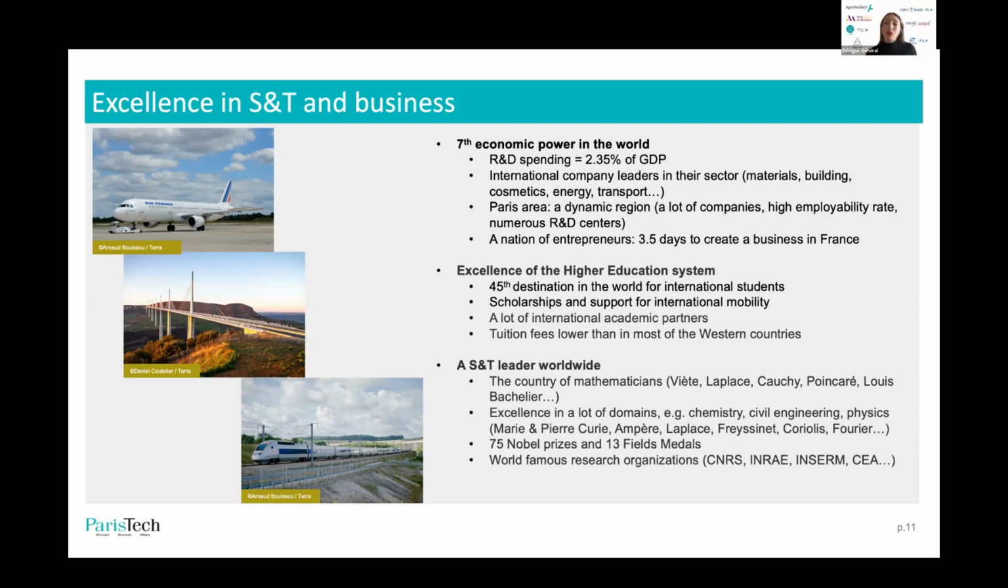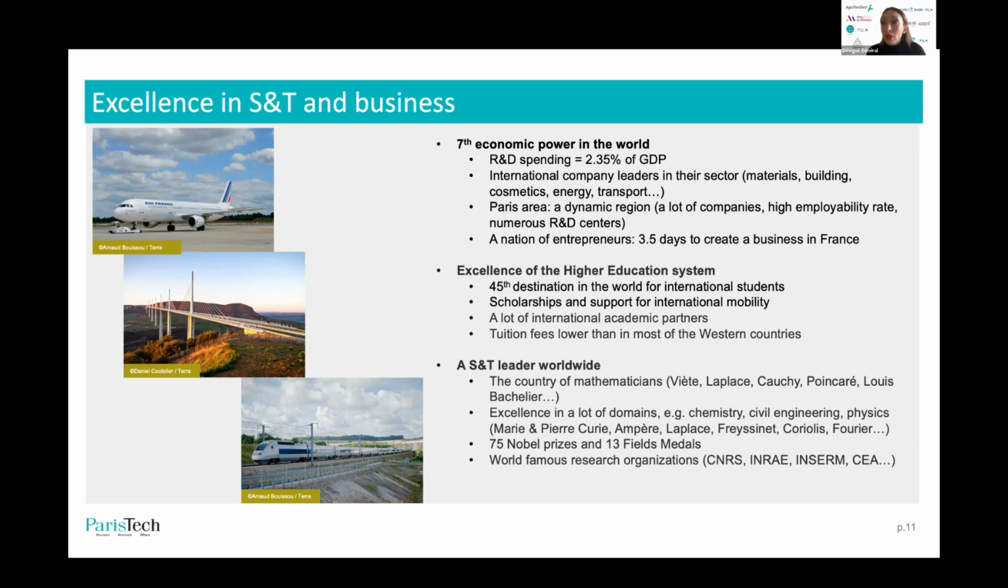Paris and the Paris area is a very dynamic region. As you probably know, France is built around Paris, meaning that Paris is the economic heart of France. So you can have a lot of opportunities as a student and as an industry if you are in this area. Most of all, France has a solid reputation for the excellence of its higher education system.